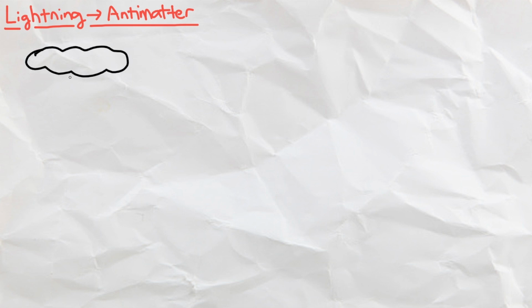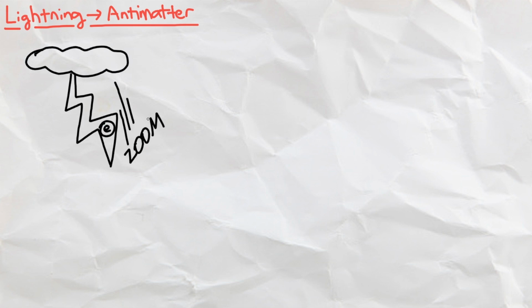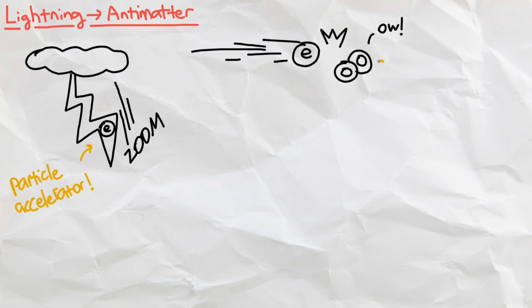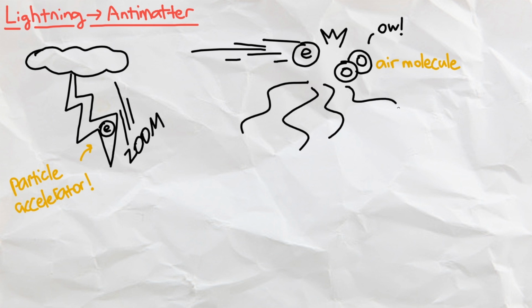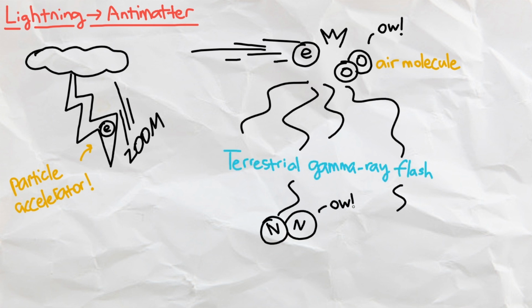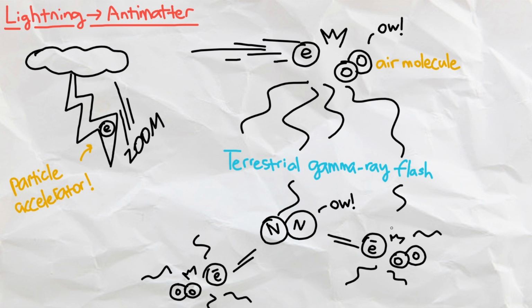And finally, how does lightning create antimatter? Because lightning carries so much energy, it can rush electrons to near the speed of light, creating a natural particle accelerator. As this accelerated electron smashes into an air molecule, they emit quick bursts of gamma rays called terrestrial gamma ray flashes. This intense flash of gamma rays is able to force nitrogen molecules to release positrons, which then immediately annihilate to create more gamma rays.